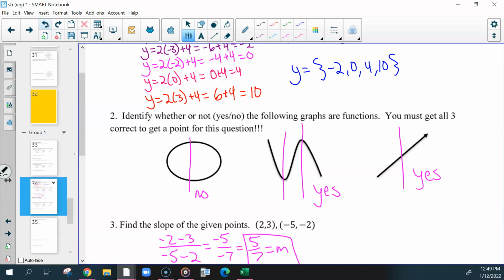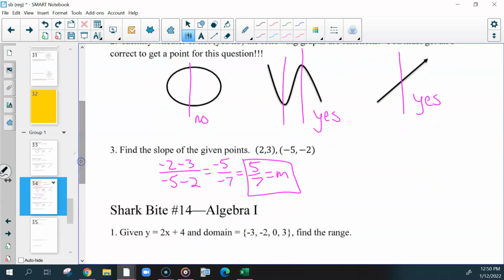Number 3, you need to find the slope. Remember that's your y2 minus y1 over x2 minus x1. Or if you switch them, as long as you switch both of them, you're good. This would be -2 minus 3 over -5 minus 2. So -5 over -7. The 2 negatives become a positive. So your slope would be positive 5/7. Questions on number 3?